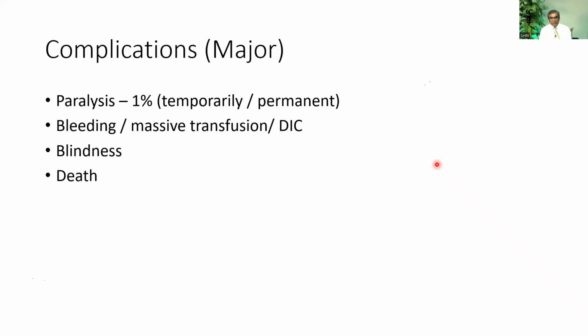You can get bleeding, which is going to end up in massive transfusion, sometimes DIC. And there are certain complications that could be associated with prone position, blindness, strokes, etc. So there are a number of complications that you can get during surgery, but they are all very rare.